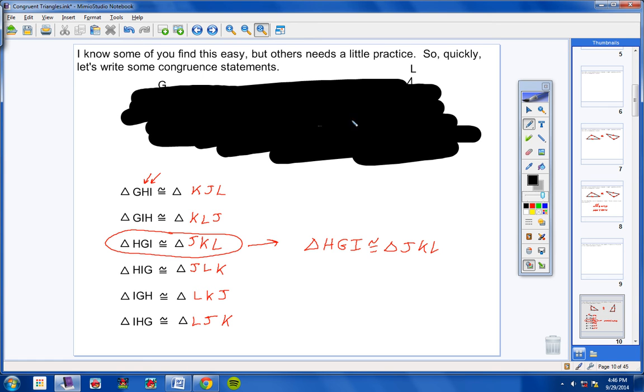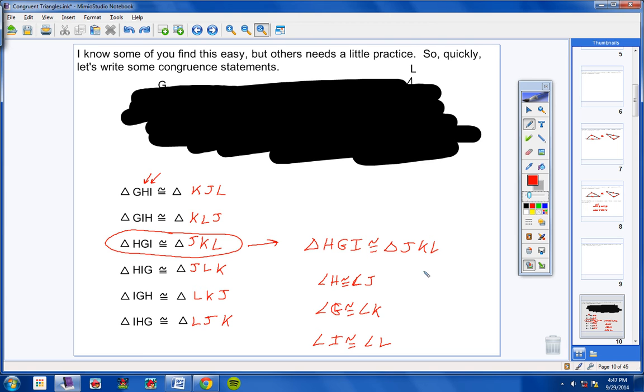Now watch this. This is so cool. Just by looking at this statement right here, I know that angle H is congruent to angle what? J, because they correspond. I didn't even need to look at the triangles to know that. Look at this. Angle G is congruent to angle K because G corresponds with K. And look at this. Angle I is congruent to angle L. They correspond. Here's I, here's L. I didn't even need to look at the pictures to know that.